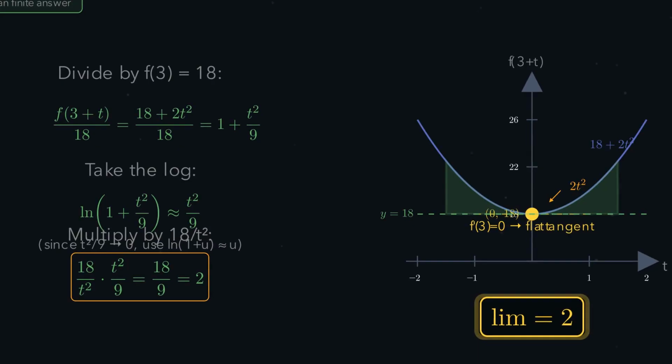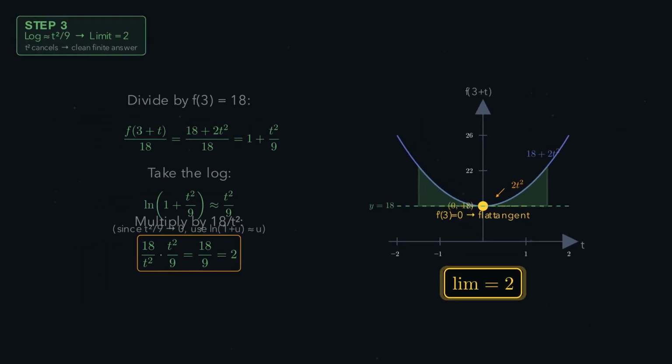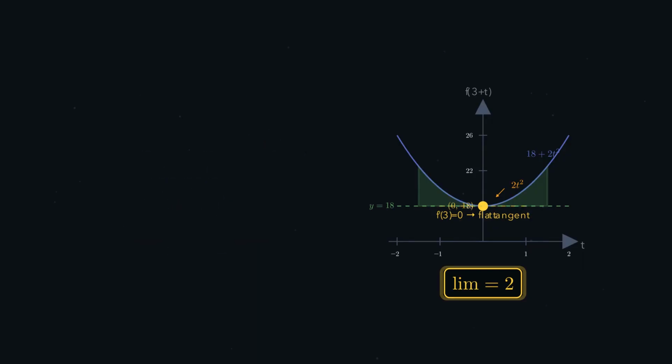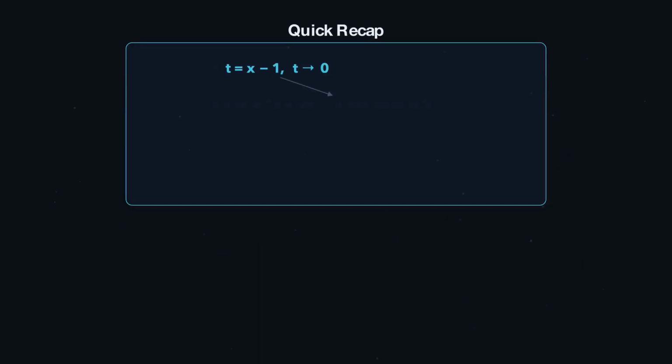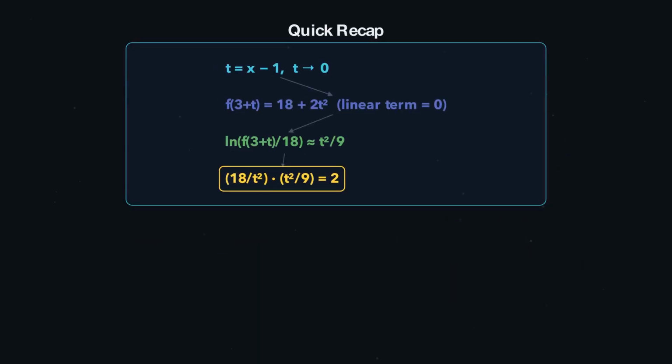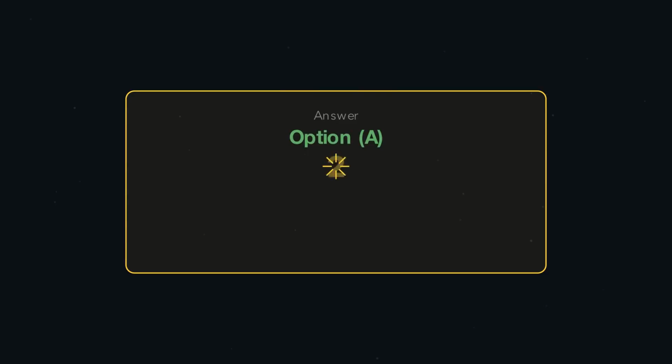Divide by 18 to get 1 plus t squared over 9. The log of that is approximately t squared over 9. Multiply by 18 over t squared, the t squared cancels, and we get exactly 2. Clean, finite, beautiful. The general pattern: whenever the derivative is 0, the quadratic term decides the limit. Here it gives us 2.